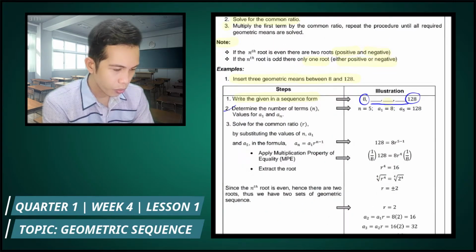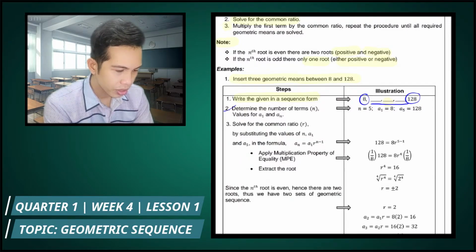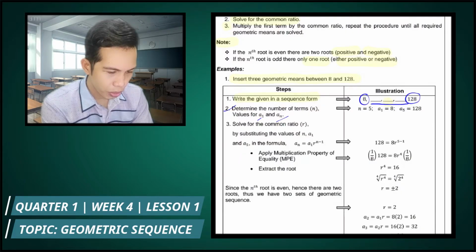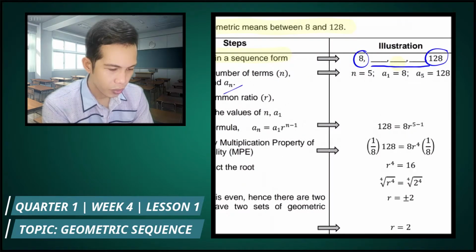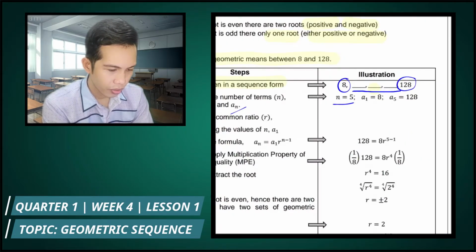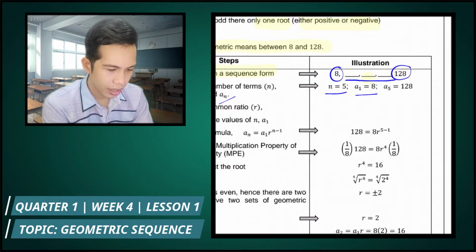Step number 2, we are going to determine the number of terms and the values of the first term and the last term. So in this problem, our number of terms, or n, is equal to 5, and our first term is 8, and our last term is 128, which is the 5th term, a sub 5.